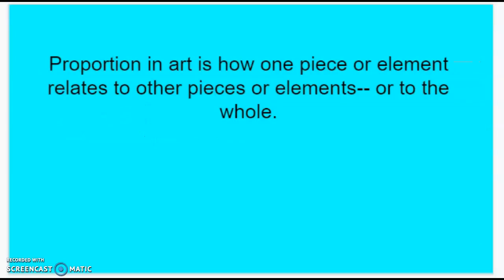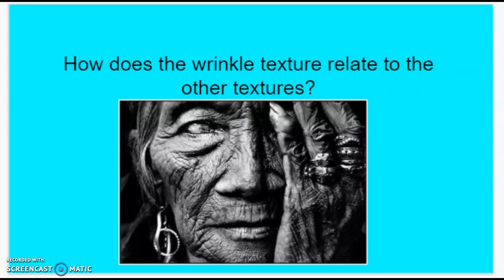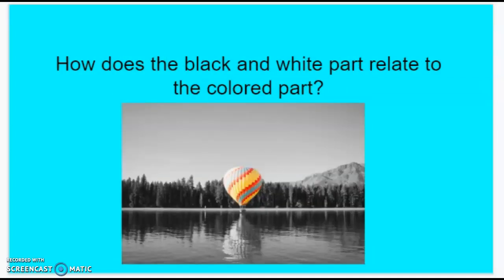So proportion in art is how one piece or element relates to other pieces or elements or to the whole. So how one piece relates to other pieces or how one piece relates to the whole. As in this photograph, how does the wrinkle texture relate to other textures? The wrinkle texture takes over. There's a lot more of that wrinkle texture than anything else, like the smooth, shiny metal or the soft hair. So that's how it relates to the other textures.